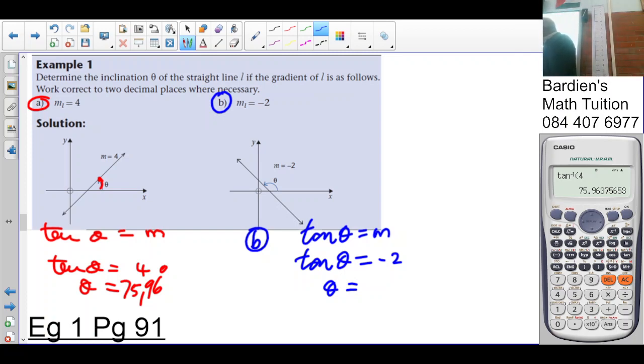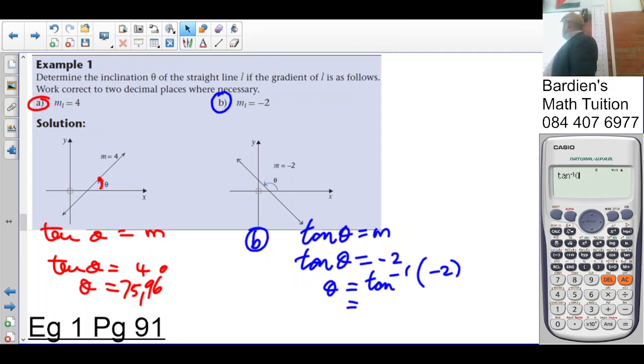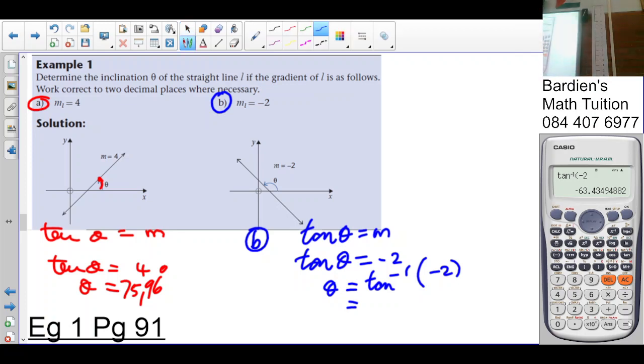Okay, so tan of negative 2. Put that in the calculator: shift tan, or arctan of negative 2. Negative 63.43. So where does that angle actually fit in? That is this angle here. Can you see that? Remember, this is 0, 90, 180 and so on, and in this direction minus 90, minus 180, and so on. But we are interested in this angle here.